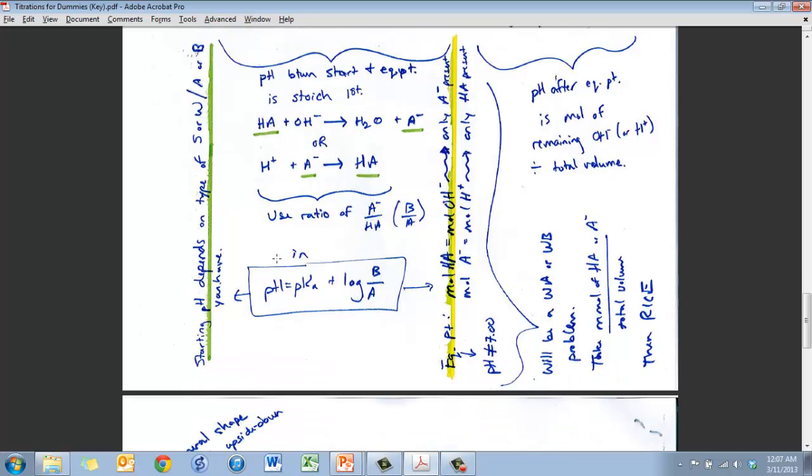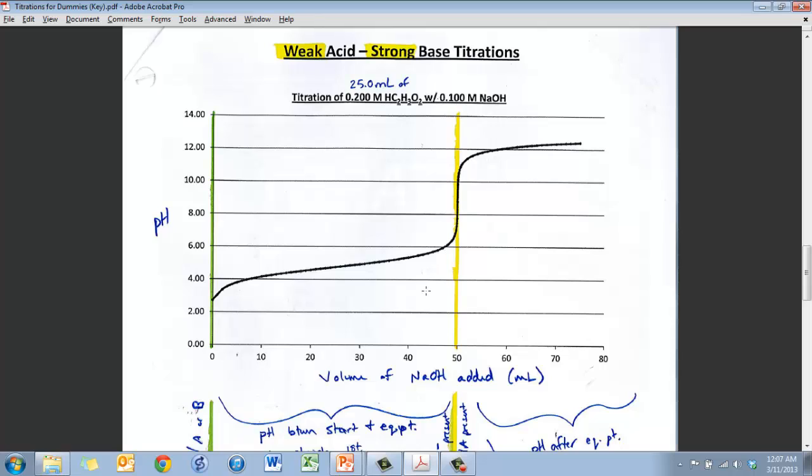So you're going to use the Henderson-Hasselbalch equation from every point after the start all the way to the equivalence point. Every single time. Henderson-Hasselbalch equation. Greatest equation ever. Okay, next we're going to look at the equivalence point.